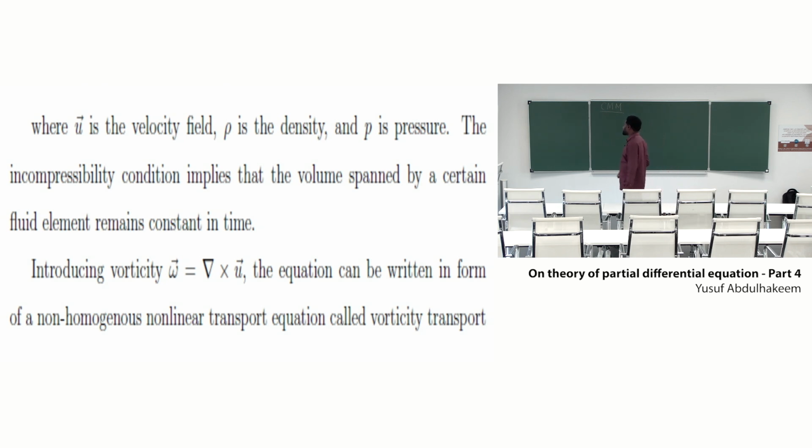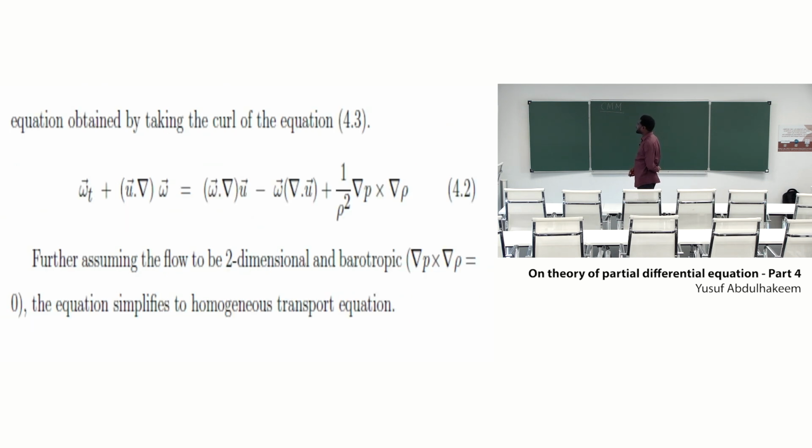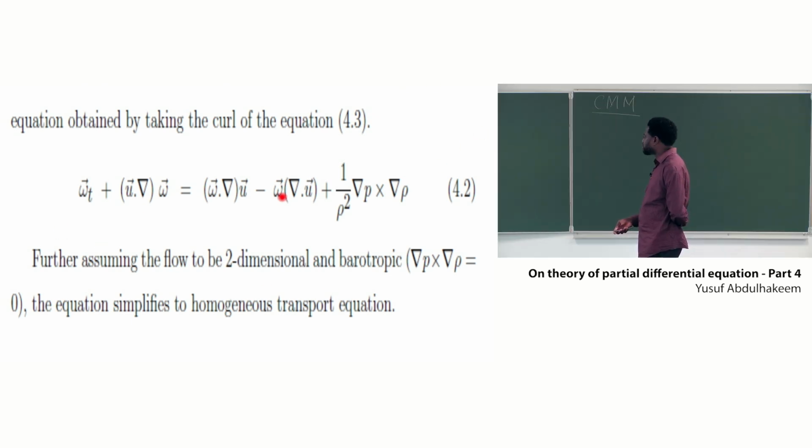Now, supposing we introduce the vorticity by taking the curl of the velocity, that will give us what we have here. So the equation can be written in the form of a non-homogeneous, nonlinear transport equation called the vorticity transport equation, which is obtained by taking the curl of that equation. By the time we take the curl of that equation, this is what we are going to obtain, what we have here in equation 4.2.